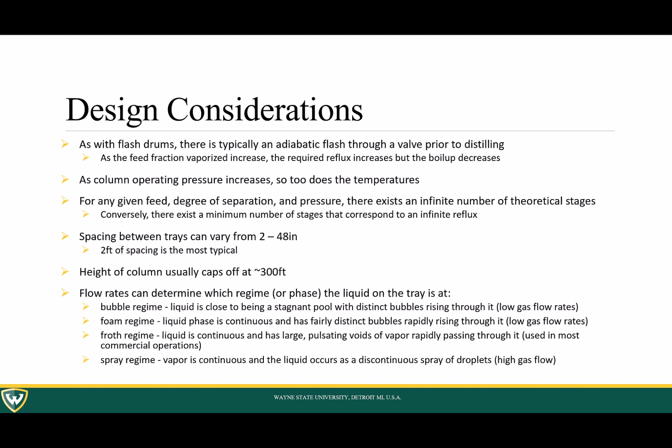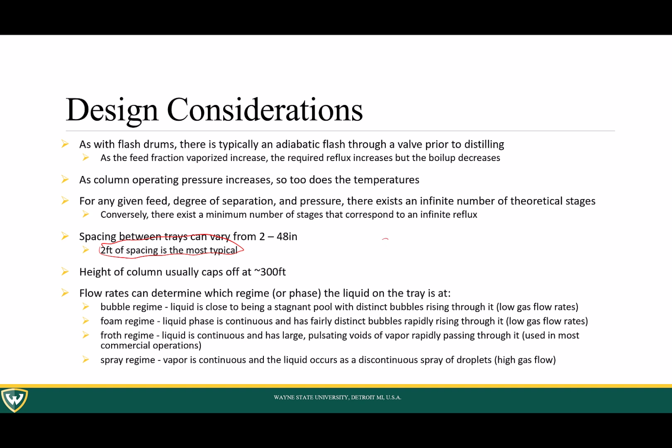When you're designing columns, you have to do a little bit of math. There's 2 feet between spacing, so how many equilibrium trays am I going to need? Let's say you need 10 equilibrium trays and each one is 2 feet spaced apart. Then you would end up with about 20 feet or something like that. Okay, so just something to know.